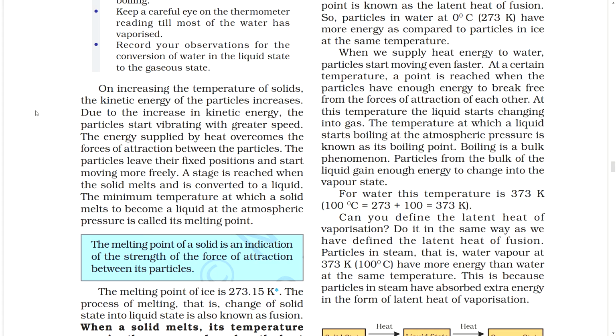converted to liquid. The minimum temperature at which a solid melts to become a liquid at atmospheric pressure is called its melting point. The melting point of a solid is an indication of the strength of the force of attraction between its particles. The melting point of ice is 273.15 K. The process of melting, that is, change of solid state into liquid state, is also known as fusion.